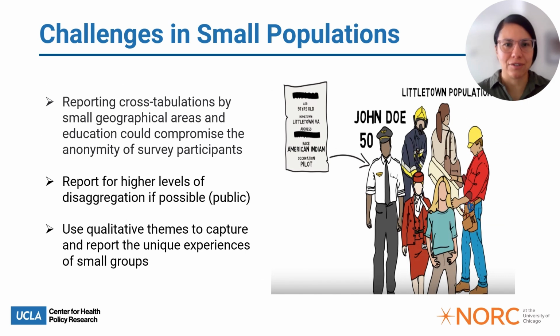Ensuring fair representation of small populations in data analysis can be quite challenging. This is because of confidentiality reasons. For example, reporting cross-tabulations by small geographical areas and education could compromise the anonymity of survey participants. One possible solution for this is to report for higher levels of disaggregation if possible, if this is going to be public. In some cases, that information can be suppressed also, and in that case, you can use qualitative themes instead of reporting the numbers to capture and report the unique experiences of these small groups.